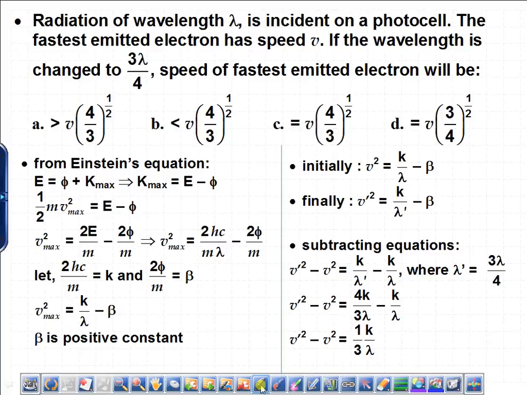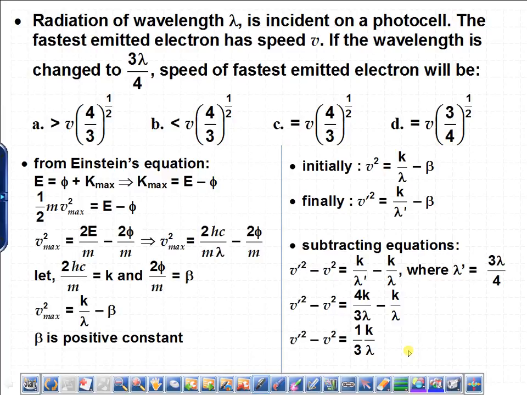The reason is very simple. We know that the fastest emitted electron will have speed v, and hence it will have the kinetic energy half mv square. Incident radiation has wavelength lambda. Now energy is inversely proportional to lambda. So when we increase the wavelength, the energy will decrease and hence the speed will decrease. But if we decrease the wavelength, then energy will increase and hence the speed has to increase.